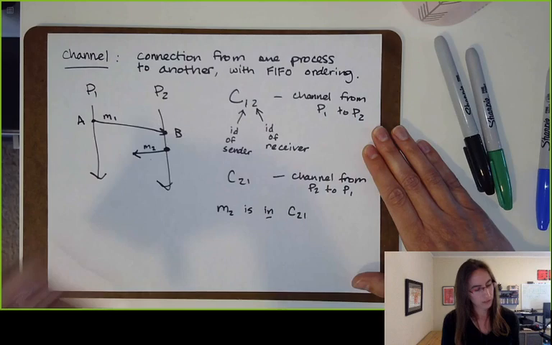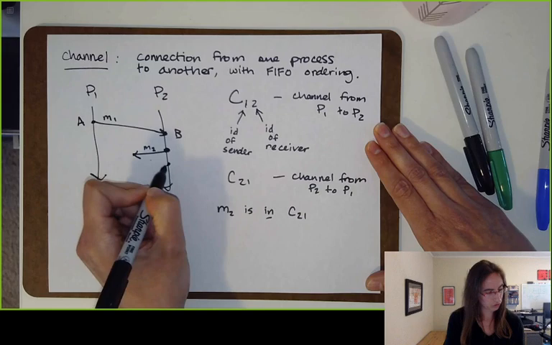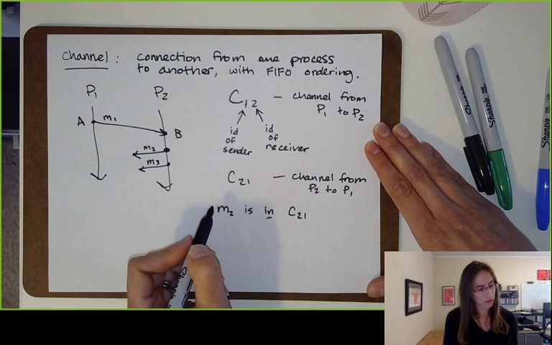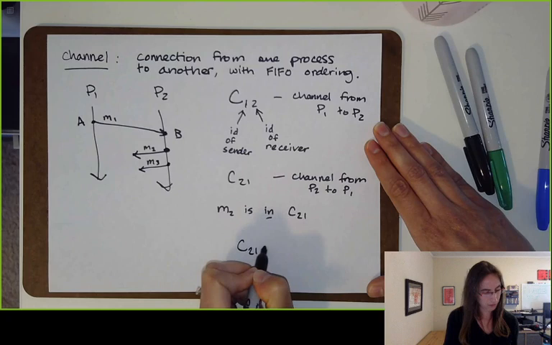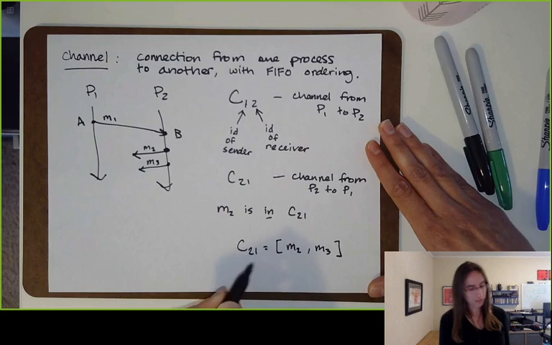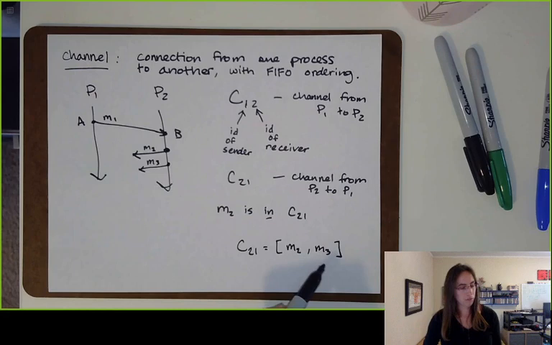So if process two were to send another message, then the behavior is going to be that if we think of C21 as being a sequence of messages, there's no passing on this one-way road. So process one has to get message two before it gets message three. So the notion of FIFO delivery that we talked about before is baked into this concept of channels.